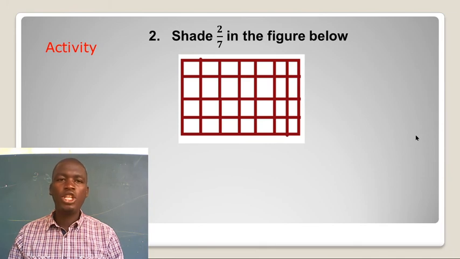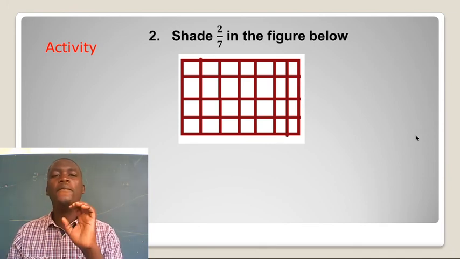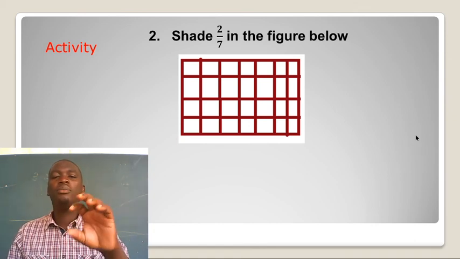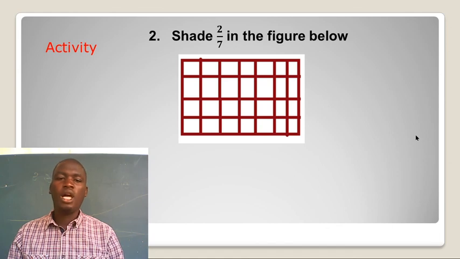This is also shade 2 out of 7 in the figure below. Count the number of parts, multiply it by 2 out of 7, then you get the parts to shade. I wish you the best.